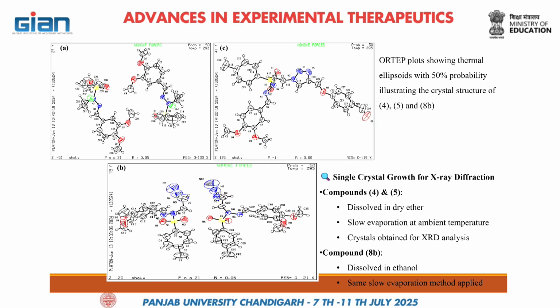Then the crystals of all these compounds were also obtained. Compounds 4 and 5 were both dissolved in dry ether and, under slow evaporation at ambient temperature, resulted in the formation of crystals of both compounds. Compound 8B was dissolved in ethanol, and the same slow evaporation method was applied for crystals.